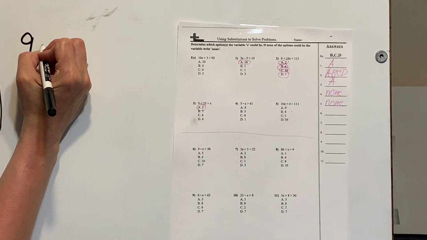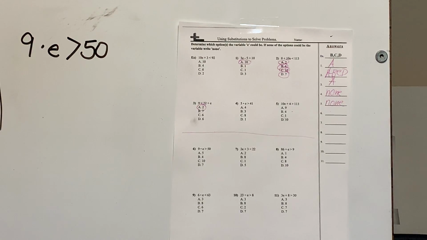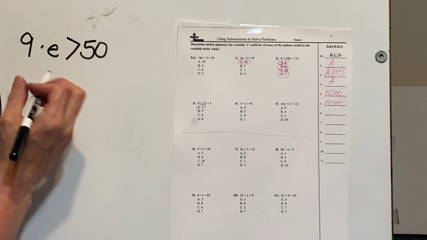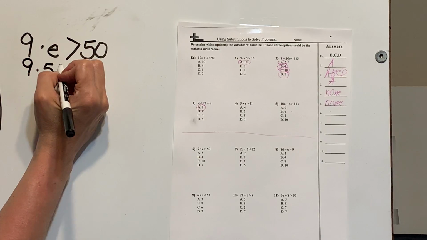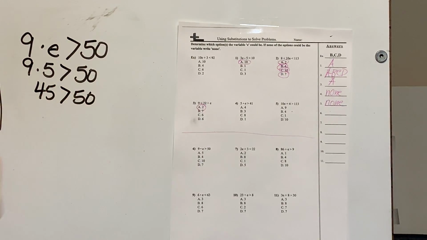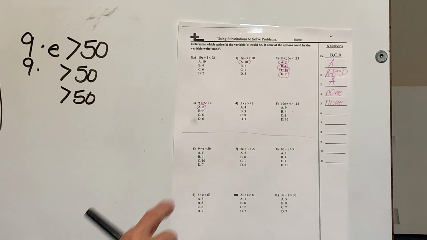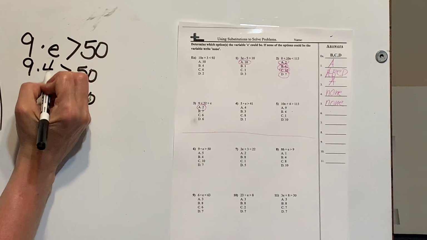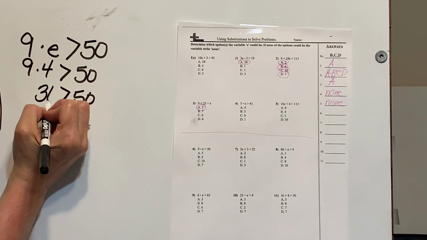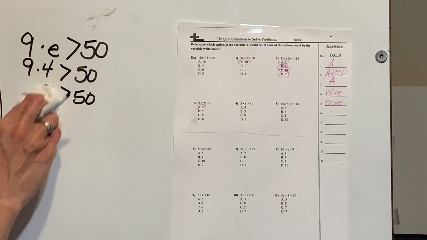And so we have 9 times E is greater than 50. All right, so let's plug in 5. 9 times 5 is greater than 50. 45 is greater than 50. That is an untrue statement, so we are not going to circle that one. Hopefully you didn't circle that one. All right, so this time for E, I'm going to plug in 4. 9 times 4 is 36. 36 is not greater than 50. So hopefully you didn't circle that one either.